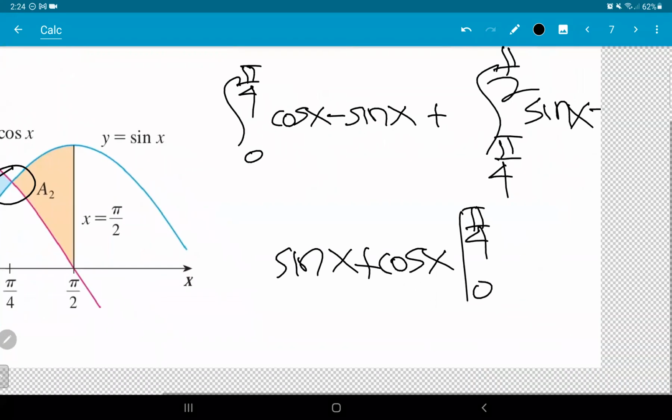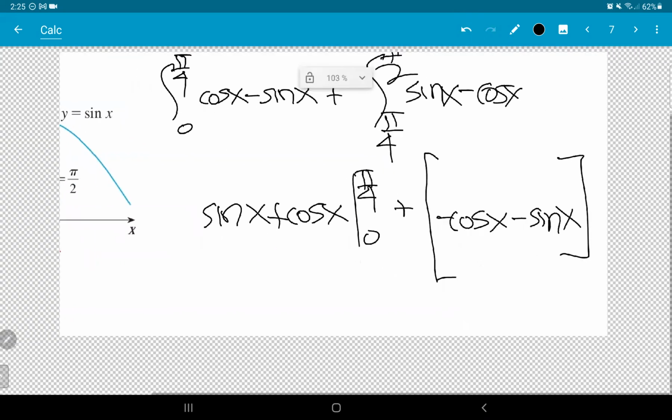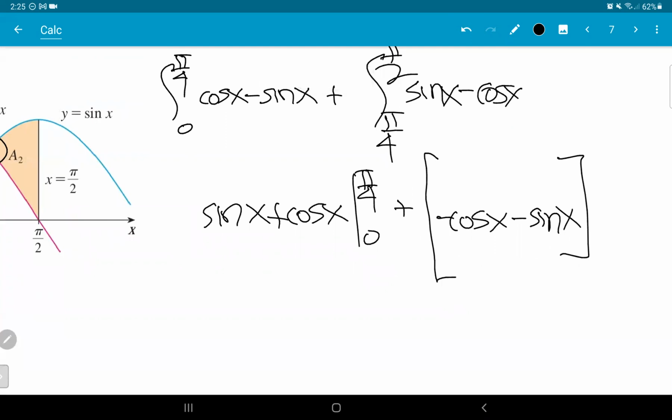Same thing. We have here plus. This one here, the integral of sine is negative cosine. And then the integral of cosine is sine, so we have minus sine, from, again, pi over 4 to pi over 2.